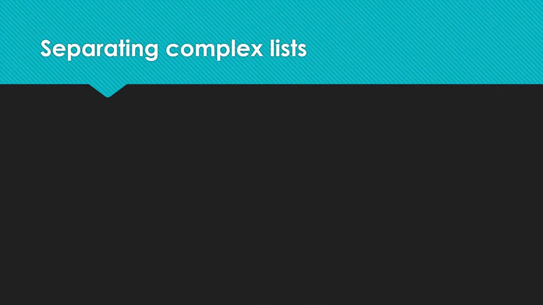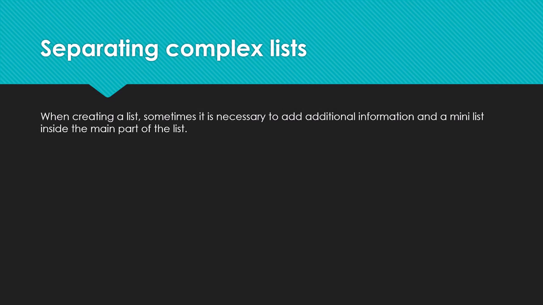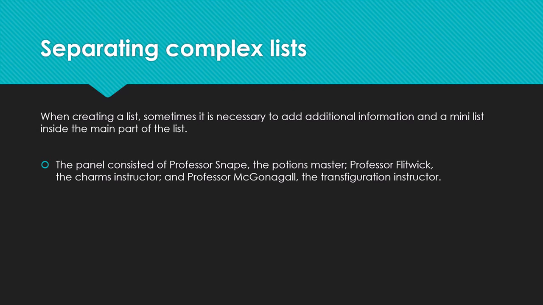The other appropriate use of a semicolon is to separate complex lists. When creating a list, sometimes it is necessary to add additional information and a mini-list inside the main part of that list. In these situations, offsetting all this extra information will make it confusing if the mini-list or additional information is part of the main list. Adding a semicolon will provide better separation between these ideas. Let's check out an example. The panel consisted of Professor Snape, the potions master; Professor Flitwick, the charms instructor; and Professor McGonagall, the transfiguration instructor.